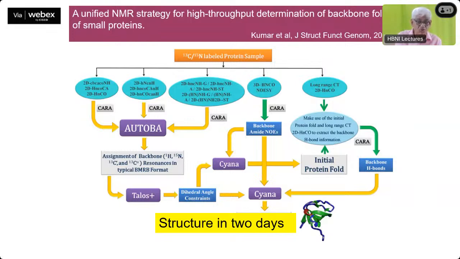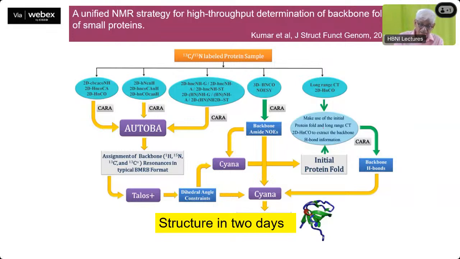These are based on the 2D versions. 2D versions means projections. A projection experiment means you can record each experiment in half an hour. Therefore, if you have to record several of these experiments, you can record so many spectra in one day. Okay, so you can record these, and then you do a 3D HNCO NOESY part, which you can also record very quickly. Backbone amide NOEs you can record.